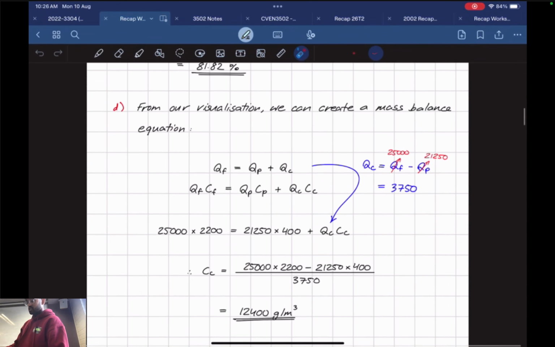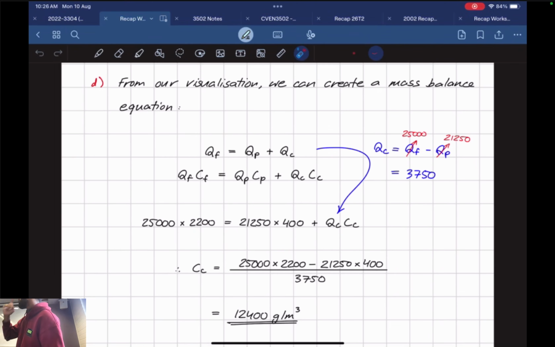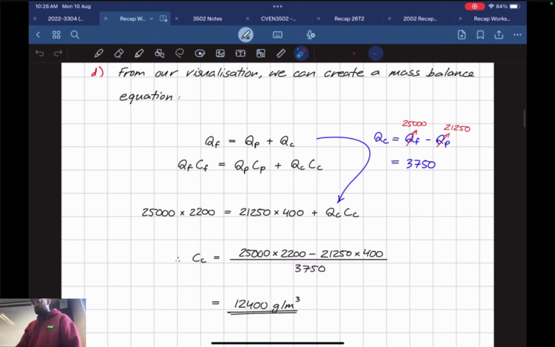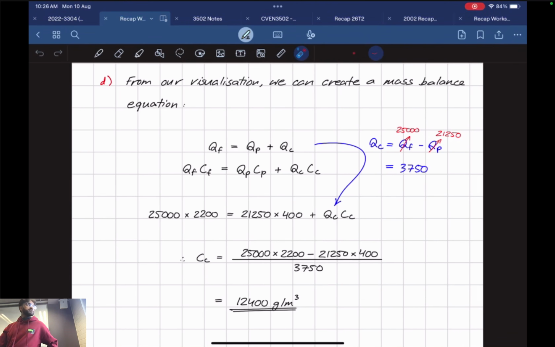Scrolling down, from our visualization, we can create a mass balance equation. Well, two mass balance equations, sorry. So this is 1, this is 2. My working out's a bit all over the place, but this is where I've used the first formula to figure out what QC is. And then down here is using the second equation to figure out what CC is. Any questions about this? No? Okay. If that's all good, I'll just move on to the next question. I'll give you a second to copy it down as well.